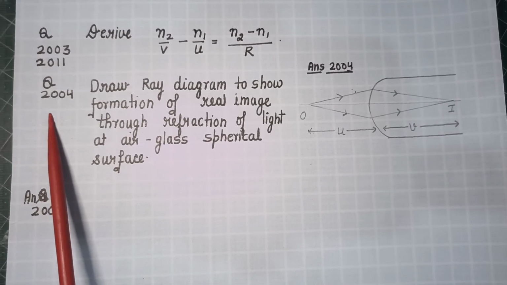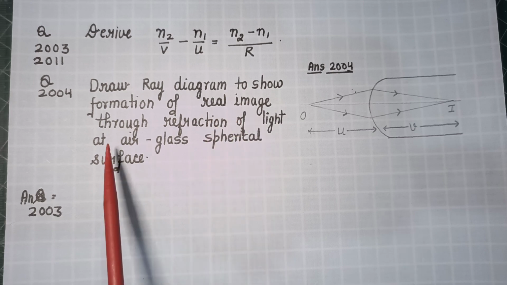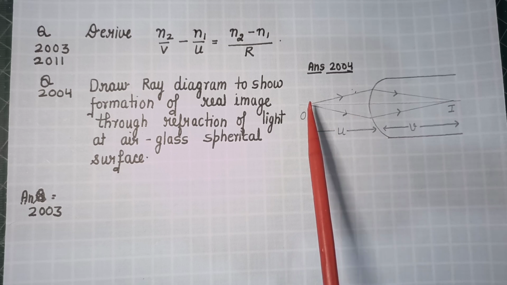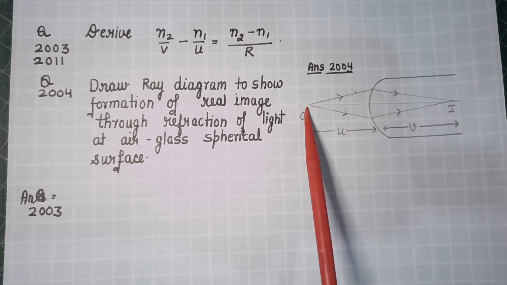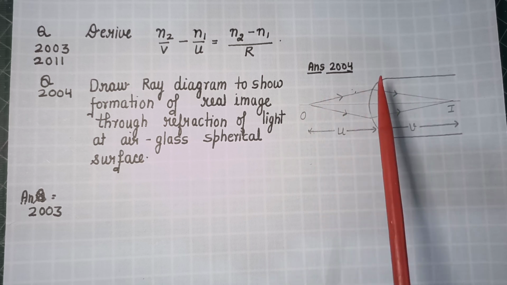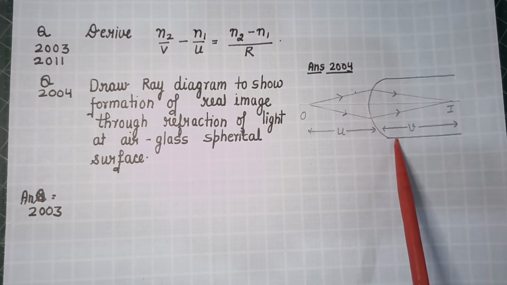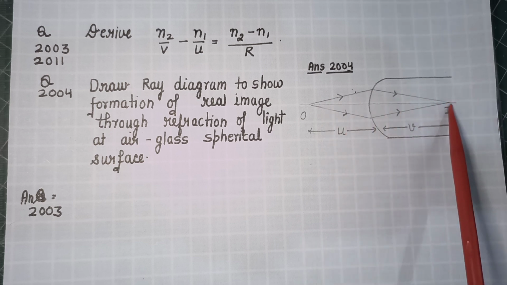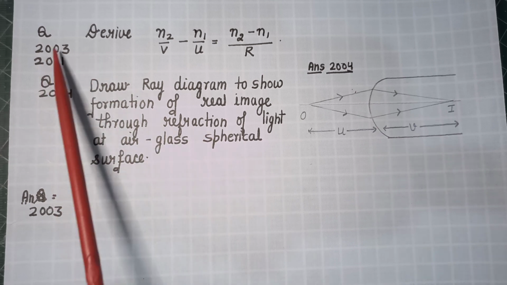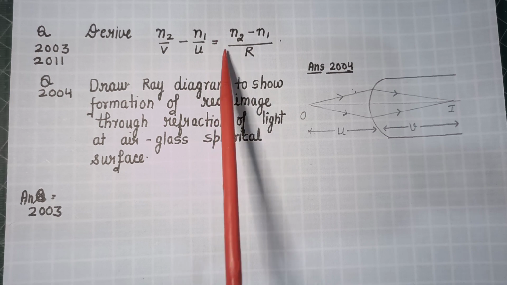Then in 2004, the question is: draw a diagram to show formation of a real image through refraction of light at an air-glass spherical surface. And they have shown that you have an object on the principal axis which is a point object. So simply take two rays. After refraction, both the rays will bend towards the principal axis because of the nature of this refracting surface, and you will have a real image at some position on the principal axis itself. Then for 2 years this derivation was asked, and this year also it is equally important.